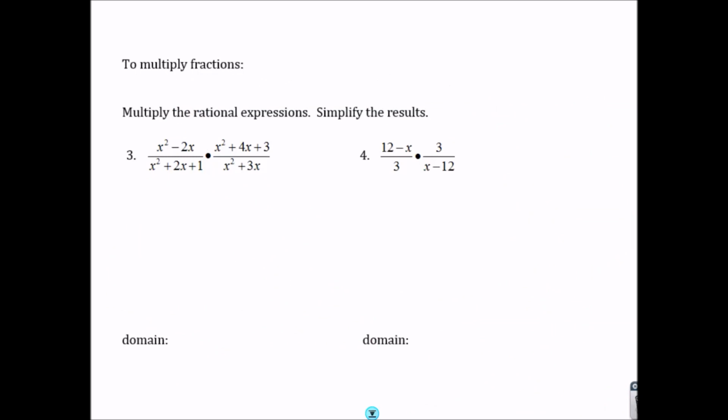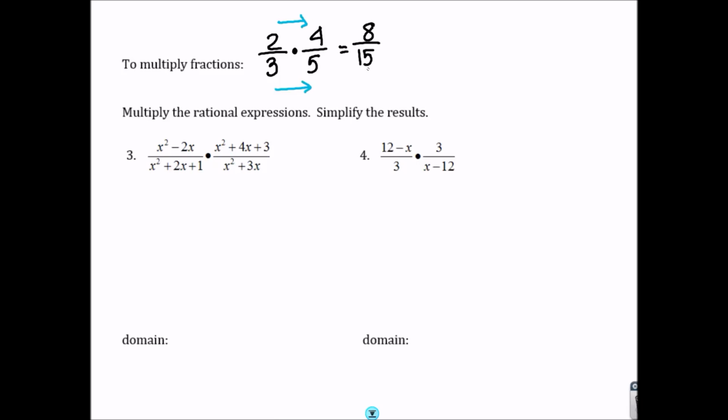Let's take a look at multiplying. First, let's go back to elementary school. If we have 2/3 times 4/5, and we want to multiply these together, we just multiply across. Multiply the numerators together and multiply the denominators together, which in this case would give us 8/15.